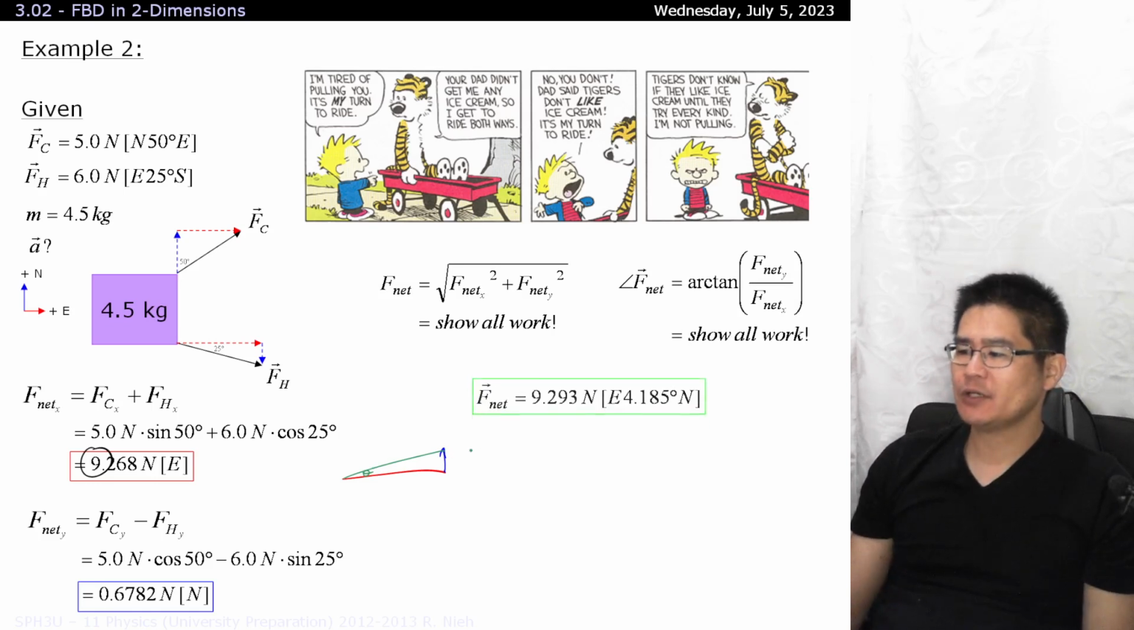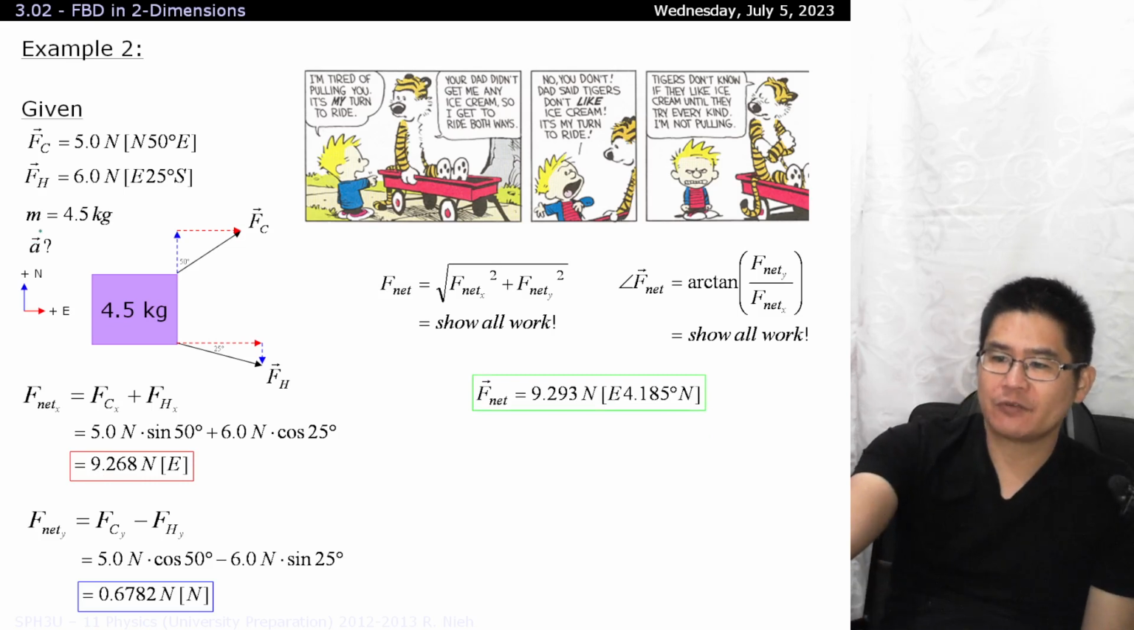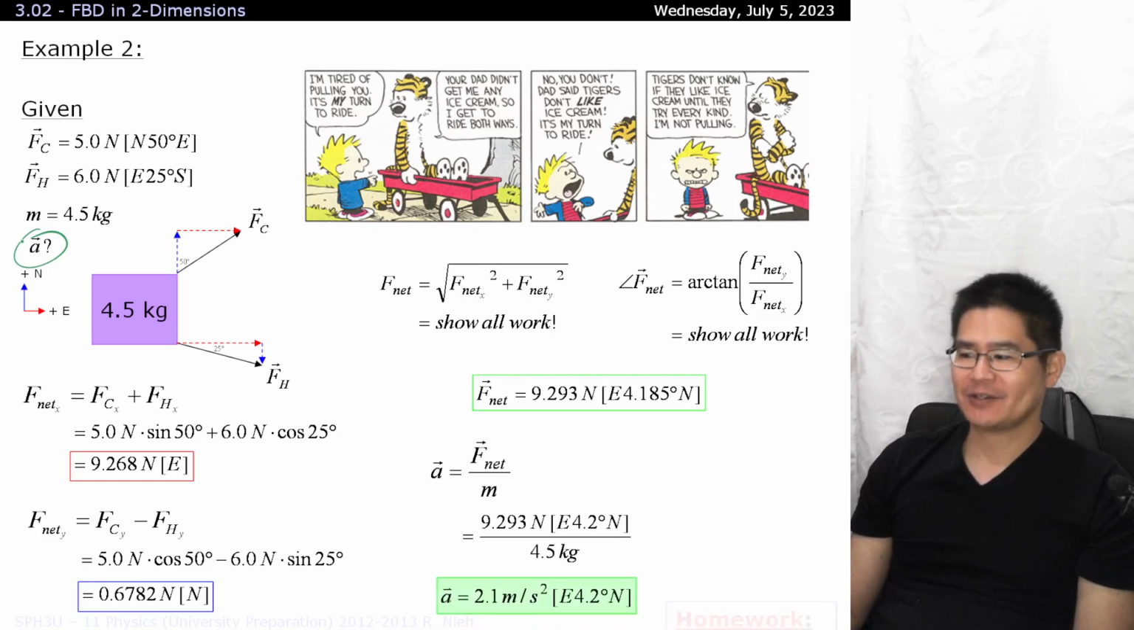After you've shown all your work, you're going to get an answer over here, but that's not the final answer as we're solving for acceleration. And hopefully you know by now, to solve for acceleration, you divide F net by mass. Go through that, and that's it. You're done.